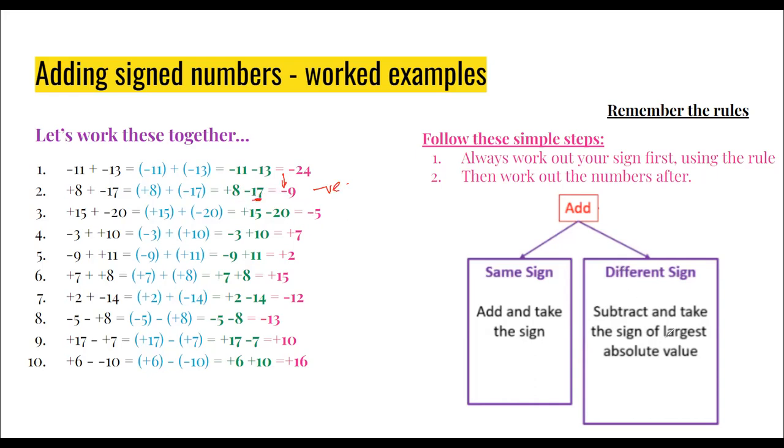The other half of the rule says subtract. Subtract the two numbers now. So 8 from 17 is going to give me 9. So we always first work out what the sign is for our answer, and second, we work out what the number or the digit or the numeral is. So 8 from 17 is going to give me 9.